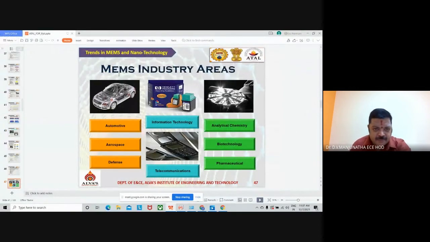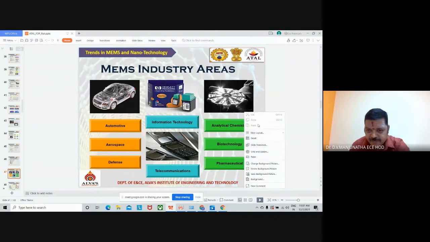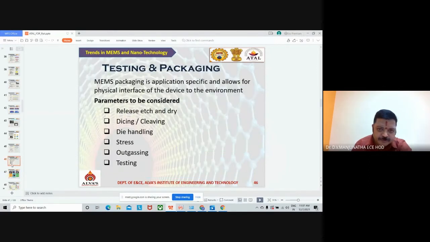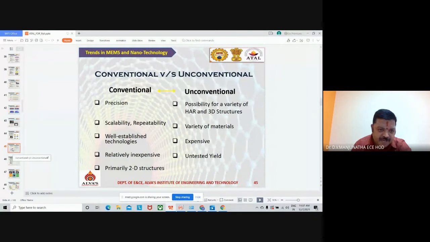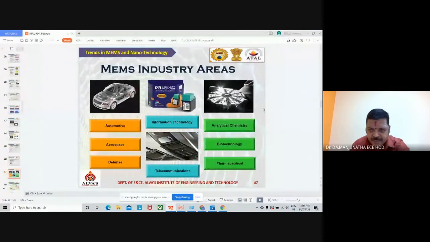So we were seeing the MEMS industry areas. You have gone through the entire testing and fabrication process, wherein you have come across deposition techniques. You have come across how photolithography can be done, for opening the windows, exactly where we have to etch out the material, where we have to introduce the material. That can be done by using a very beautiful process called photolithography.